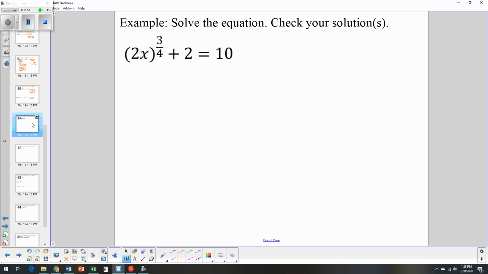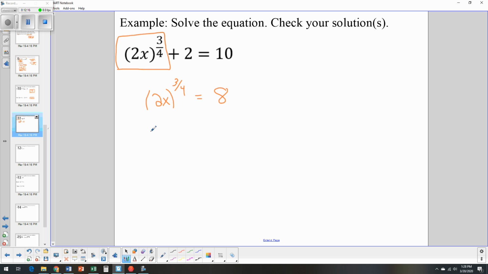Our next example here, like I said before, this is still a radical equation. It's technically just raised to a power, a rational exponent. I want to get whatever's being raised to that power by itself before I do anything else. So I'm going to subtract 2 to start. So when I subtract 2, I still have 2x to the 3/4 power, but now it's equal to 8.